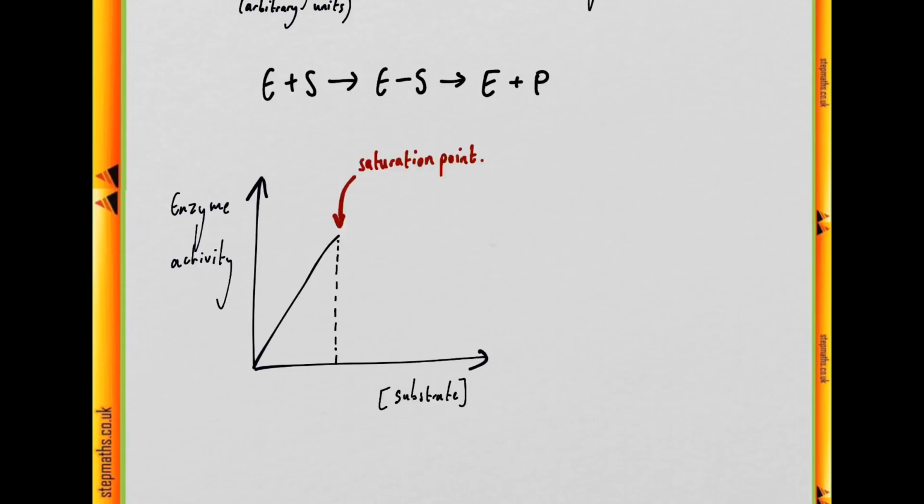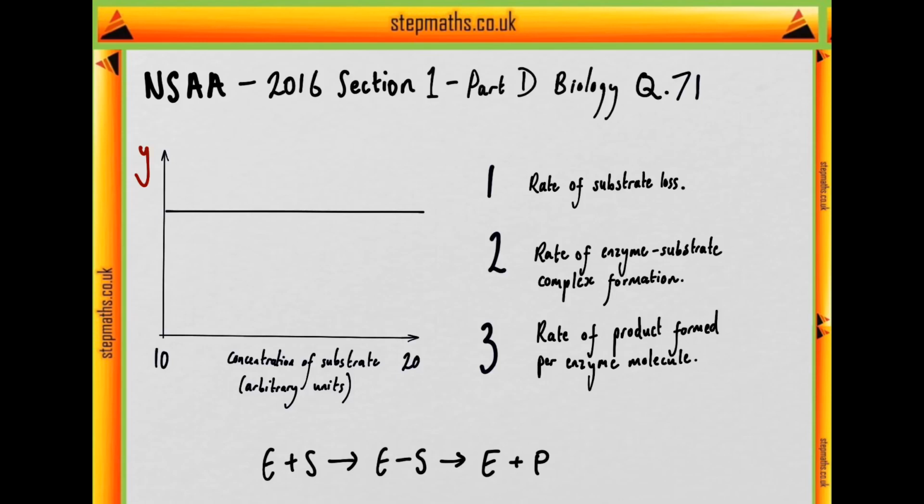However, after a given saturation point, this graph tends to flatline, and it's this flatlining that's being gauged in this question. We should be familiar with the idea that after a certain concentration of substrate, provided the enzyme concentration is kept constant, as it is in this experiment, eventually all of the enzyme active sites will be occupied, and increasing the concentration of substrate will have no impact on the rate of reaction. Bearing that in mind, let's have a look at the first of our three potential y-axes.